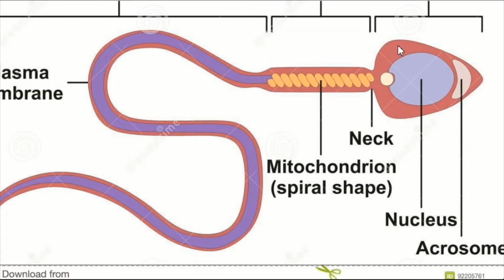So what does each of these entail? The head here, as you can see, right in front of the head you have the acrosome. The acrosome is basically the enzymes that are used by the sperm cells to digest the wall of the egg cell so that the sperm cell can be able to penetrate the egg cell.